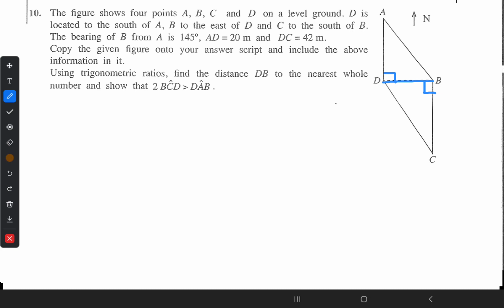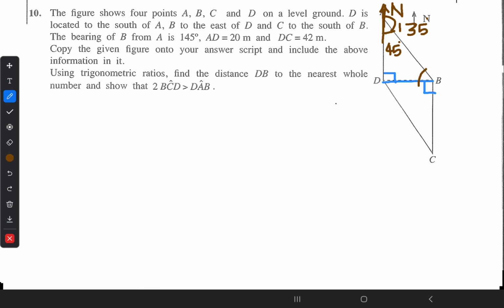Then I'll read the continuation of the question. The bearing of B from A is 145. B from A means from A you should draw the north. The bearing means how much the angle deviates from north. This is given as 135 degrees. Okay, this is 135 degrees. Over a straight line the total angle is 180. When you subtract 135, the remaining is 45 degrees. If this angle is 45, this one also should be 45 as well.